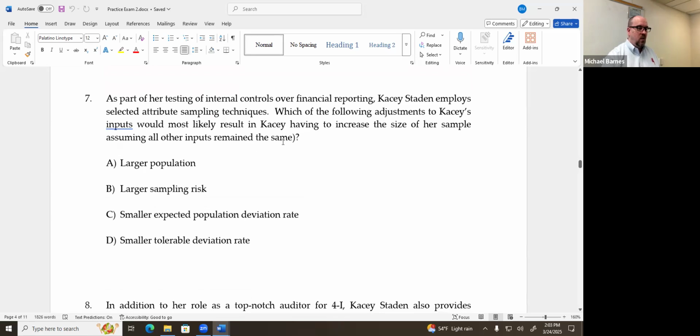I have no idea why there's a parenthesis closed right there. That's weird. Okay. All right.